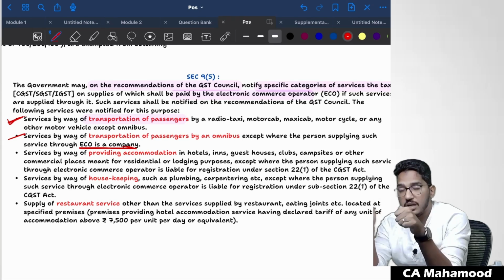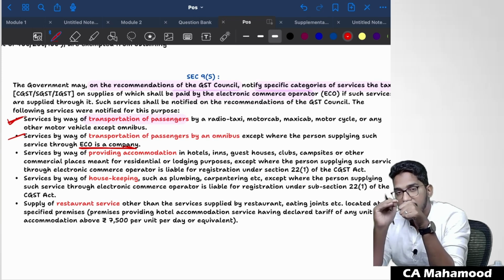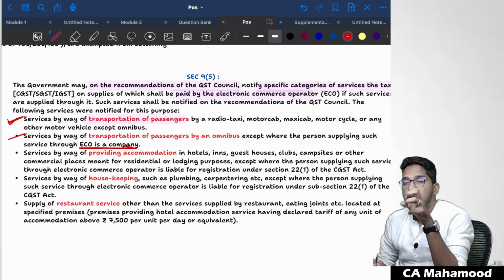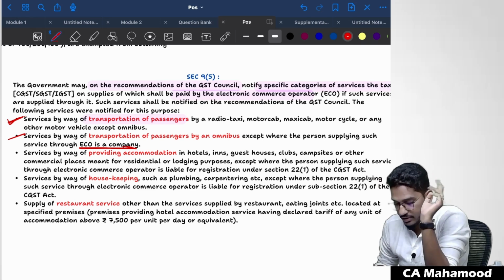However, if passenger transportation services through omnibus are provided by any person other than a company, some individual, partnership firm, anybody, in that case that service will get covered under 9(5). Then that e-commerce operator only will pay the GST amount to the government. Understood? Two services I have covered.